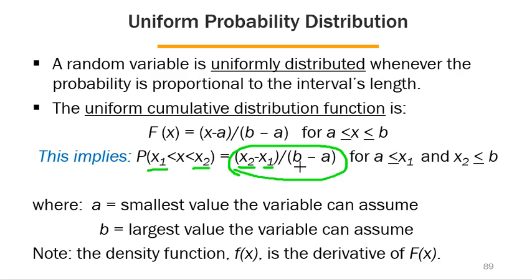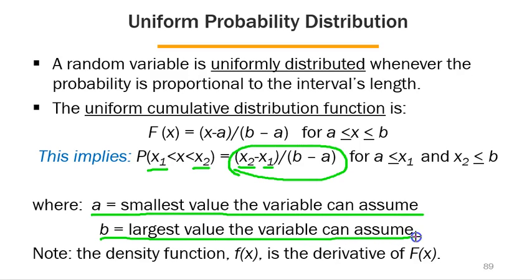So what are b and a? a is the smallest value the variable can assume, so it has some lower limit, and b is the largest value that the variable can assume, so it's got some kind of upper limit. And it might be hard to think of a lot of examples where a variable has a lower limit and an upper limit, but these things can exist.